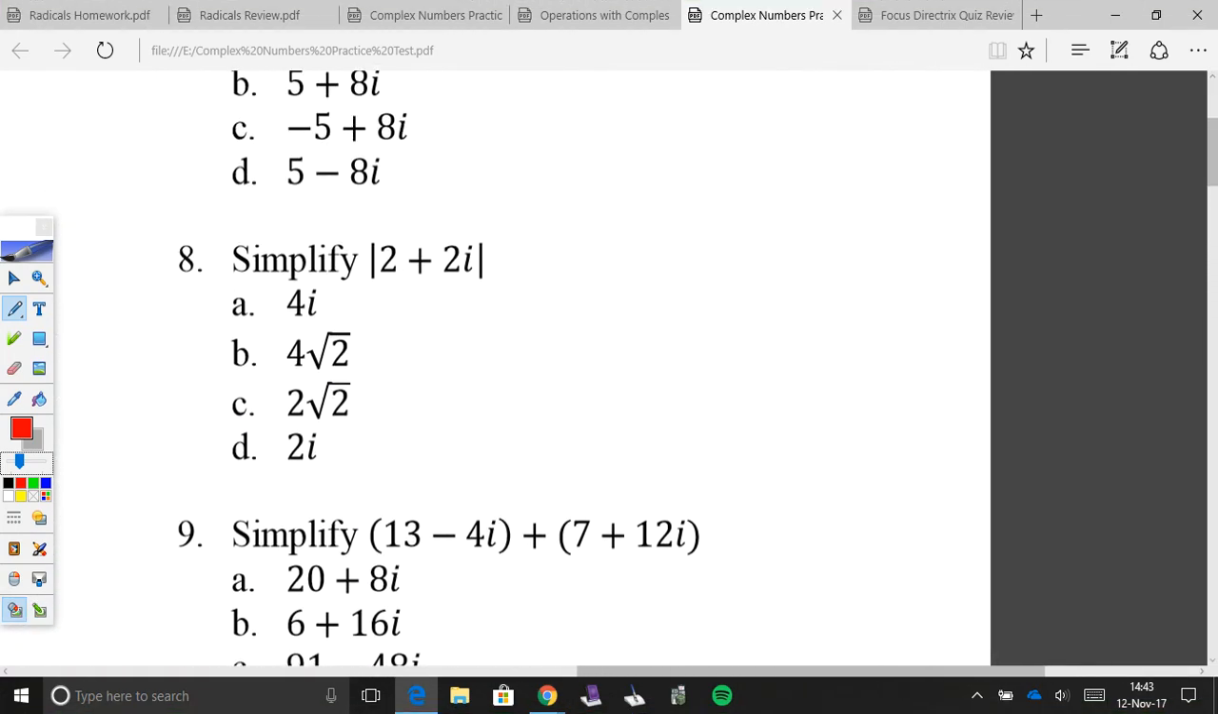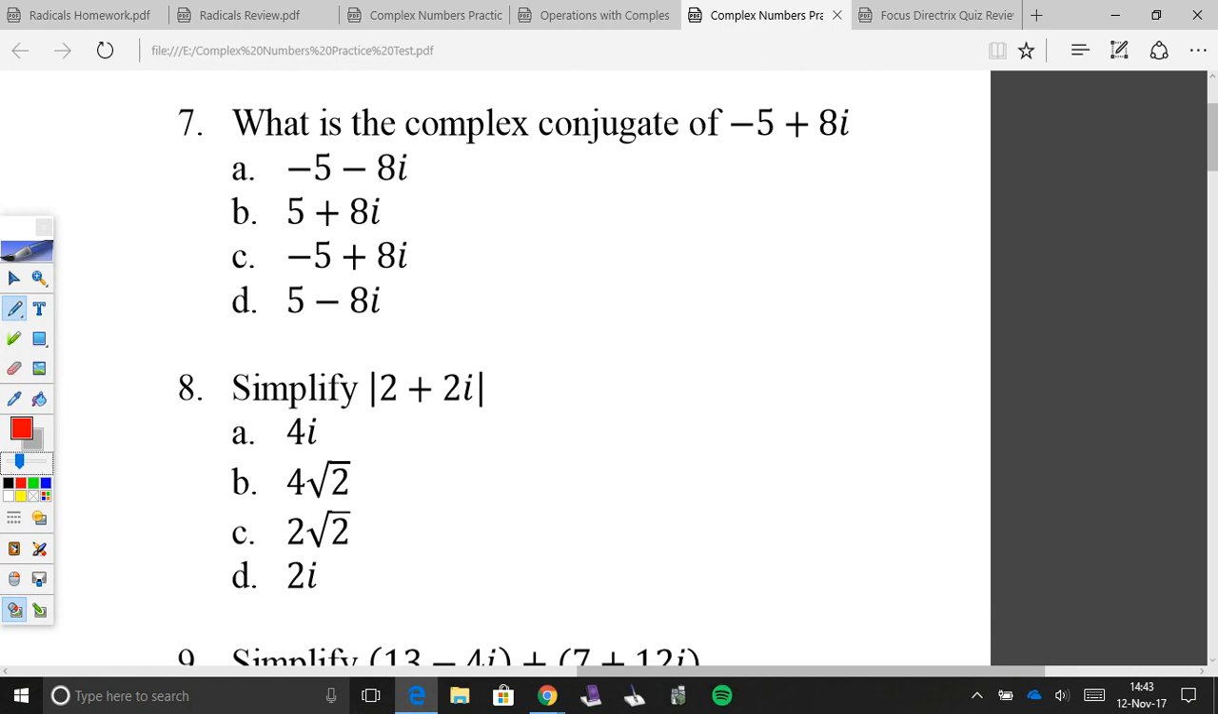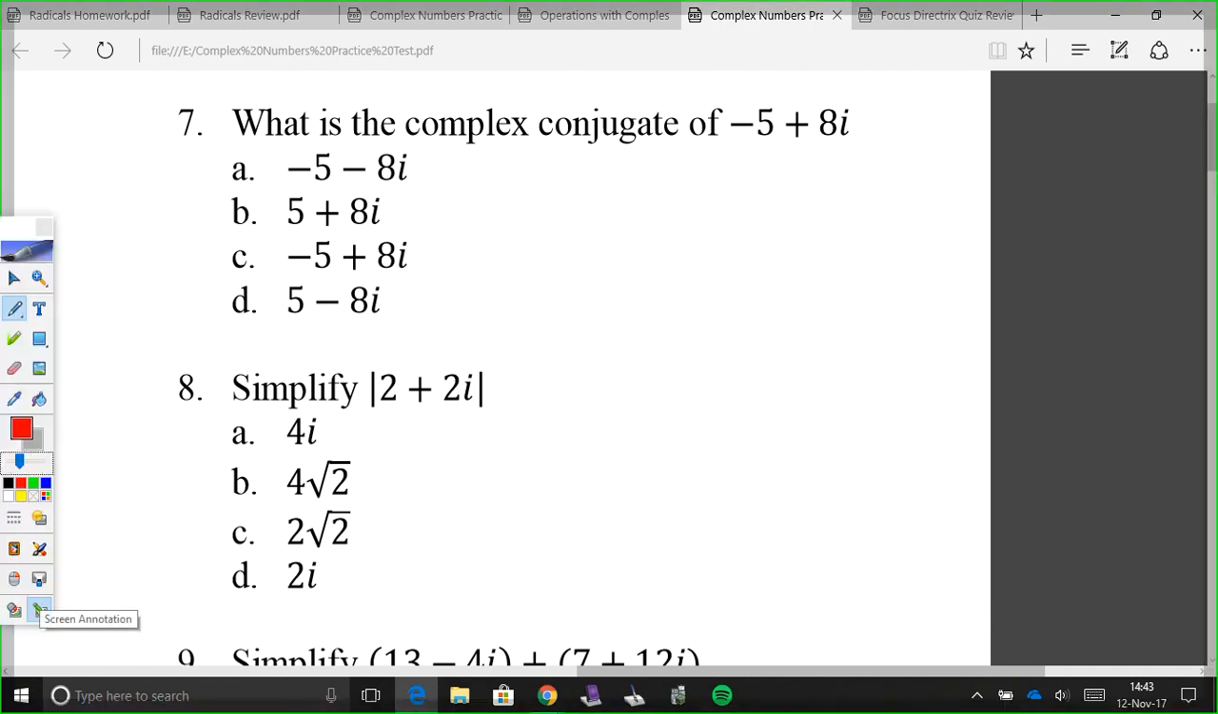All right. Move on up. Number 7, complex conjugate. So complex conjugate is all it is just changing the sign to the imaginary part. So the complex numbers are always made up of a real part. They're a plus bi. A, the real part, and bi, the imaginary part. So here's my real part, and here's my imaginary part.